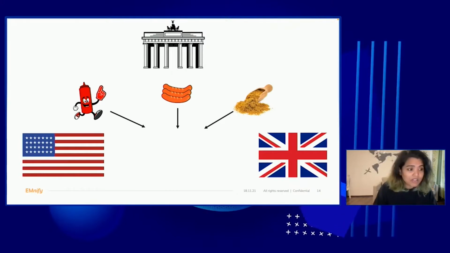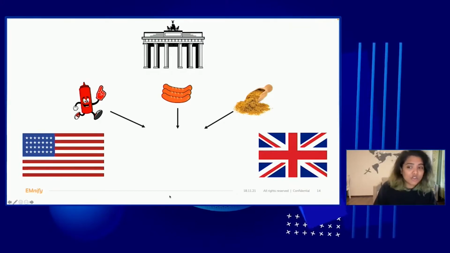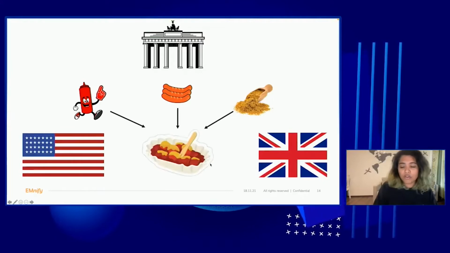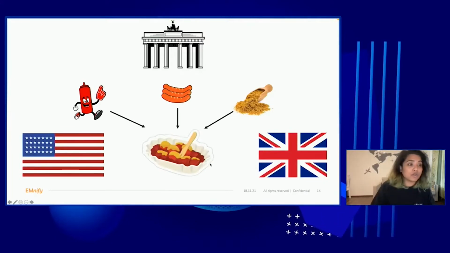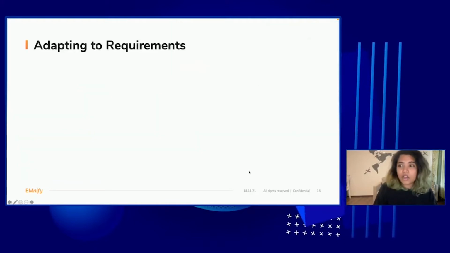She chopped up the sausages. It took less time to cook them when you slice them up. So she chopped up the sausages, poured the sauce over it, poured curry powder on top, and gave birth to Currywurst. She also patented the sauce here. And this is basically the story of Currywurst. Now, what did Herta do? What Herta did was she adapted to the requirements of the time and of the place.